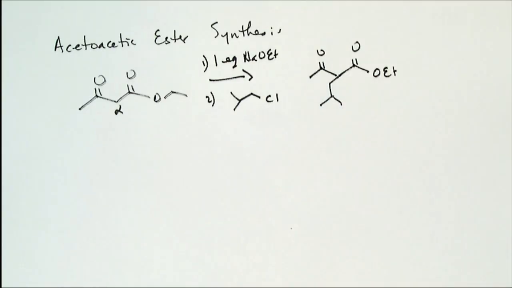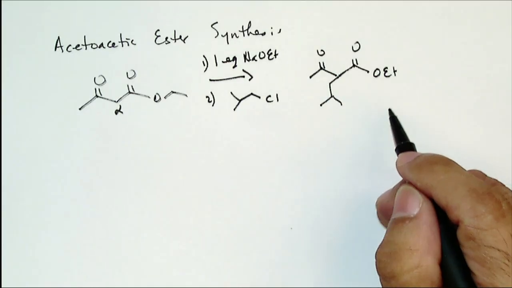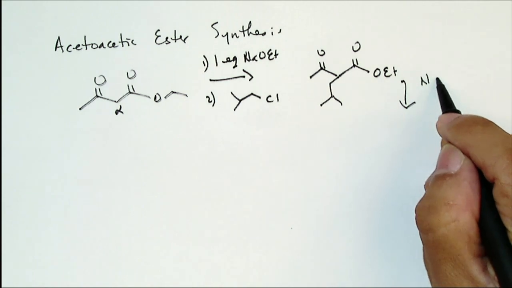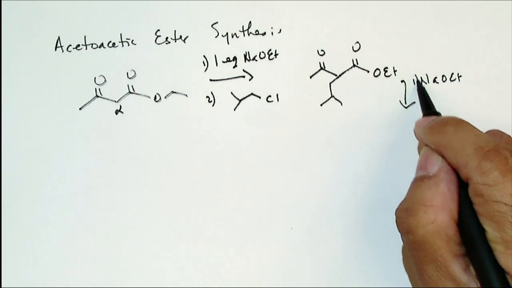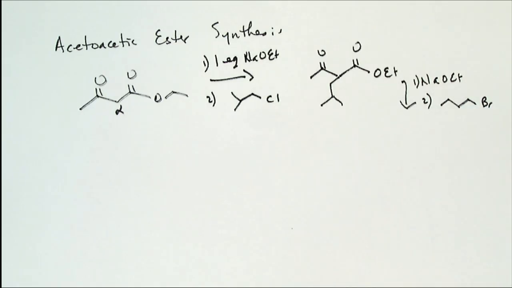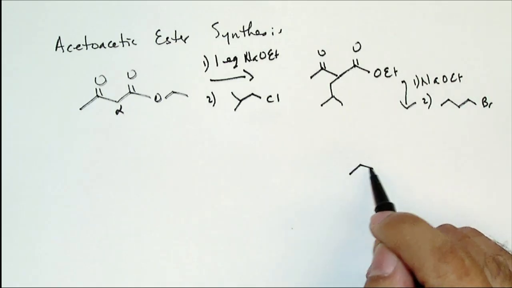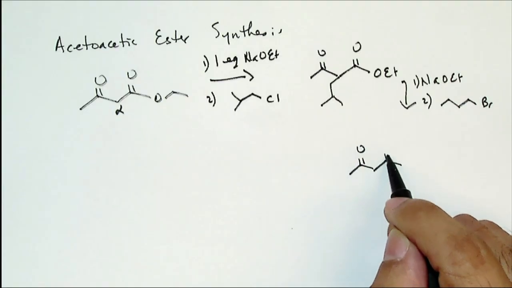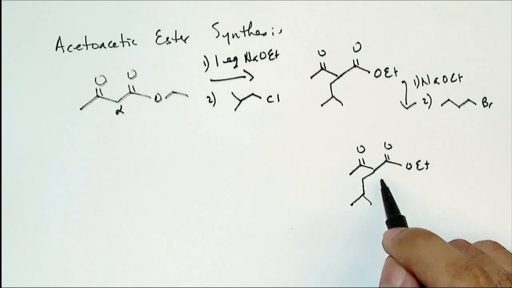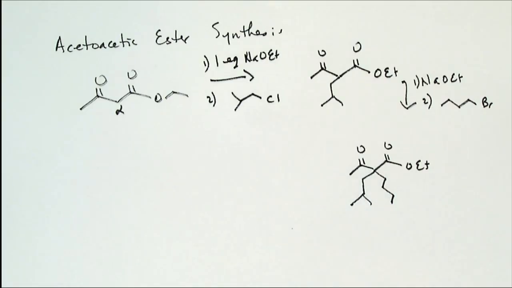So I add the isopropyl group. If I take this molecule and add to it another equivalent of sodium ethoxide, and let's just say 1-bromobutane, then what I have is the second alkylation. So I had already added the isobutyl, and now I add the butyl.